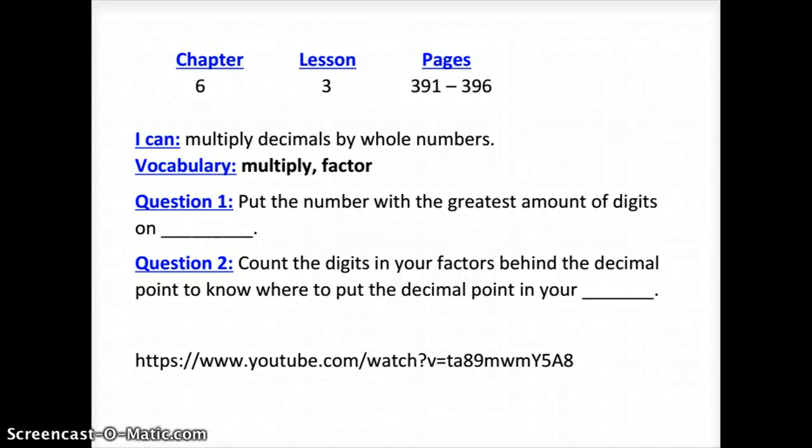Today's lesson is Chapter 6, Lesson 3, on pages 391 through 396. Our objective is I can multiply decimals by whole numbers. Vocabulary is multiply and factor.